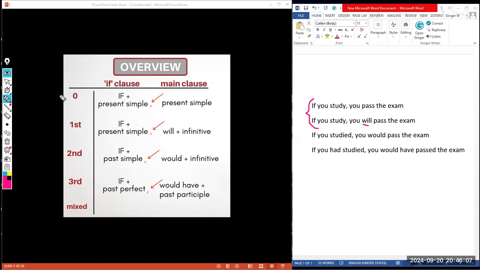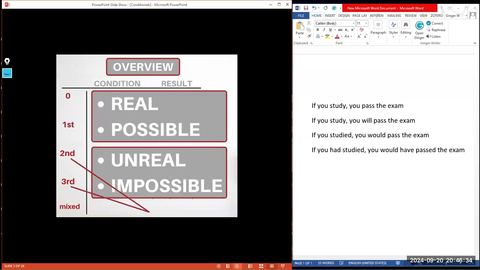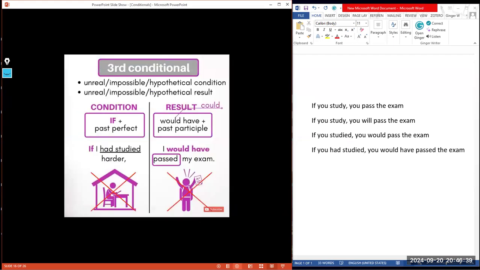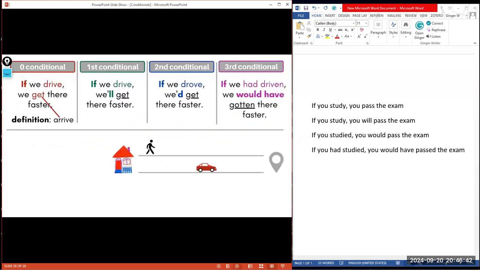Keep in mind, please, guys, that I have to use the zero conditional if I'm talking about facts, okay? Or if I'm talking about things that cannot be changed, things which are fixed, okay? Let me show you a certain example about a fact. Let me show you this page. Give me a minute just to show you the page or example.